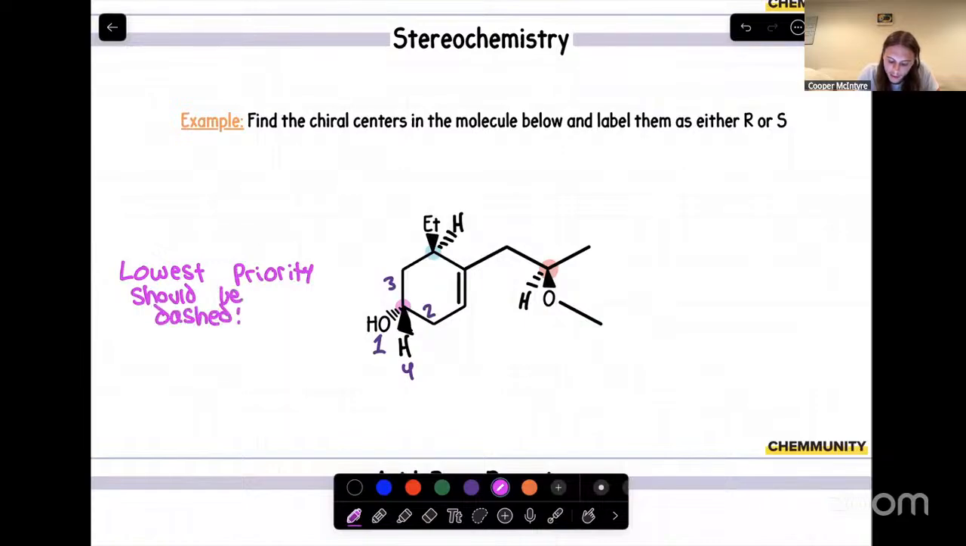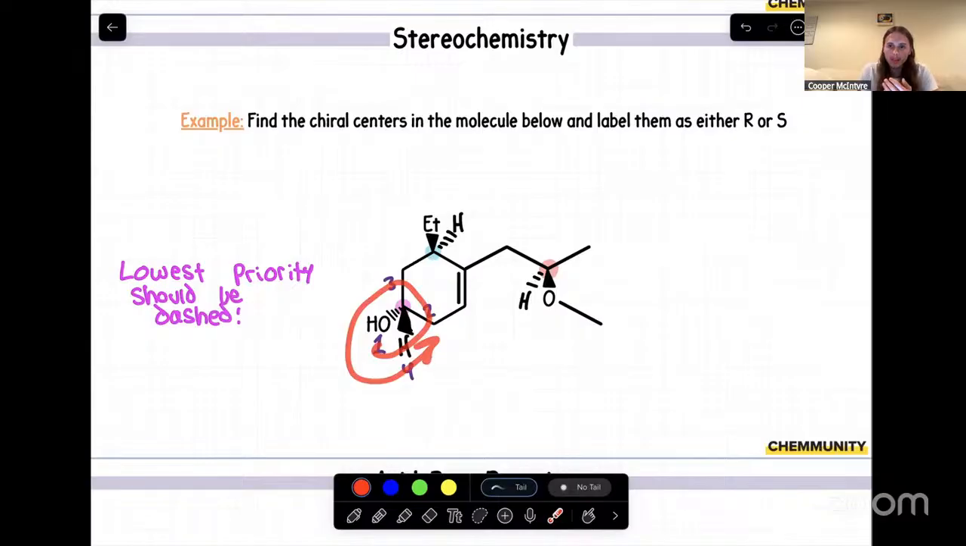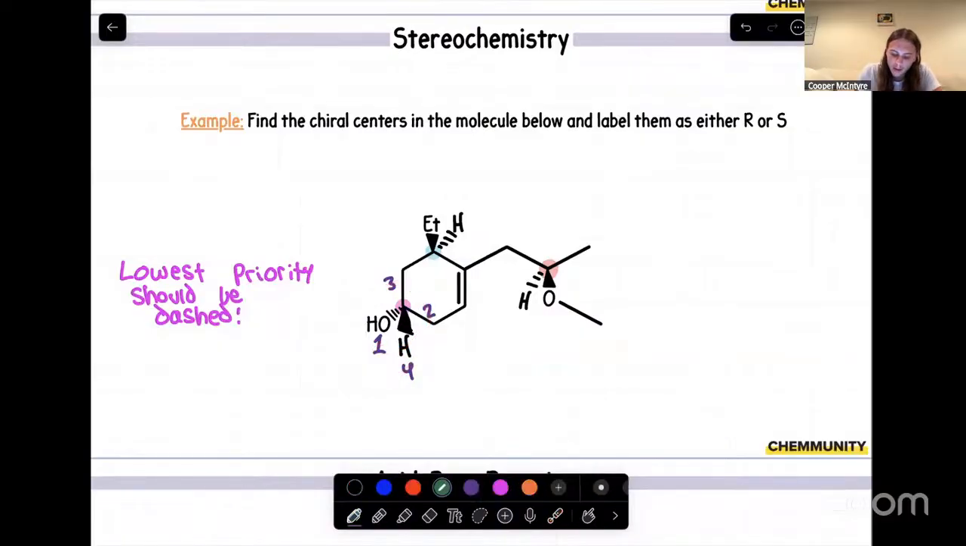And if you remember, whenever we have our lowest priority in the wedge configuration, all we need to do is flip it. So like I said, we were counting in the counterclockwise direction, which would mean originally that we would be in the S configuration. If we were to just go through and flip that, we are now in the R configuration. Sweet. From there, we'll move on to the blue chiral carbon.